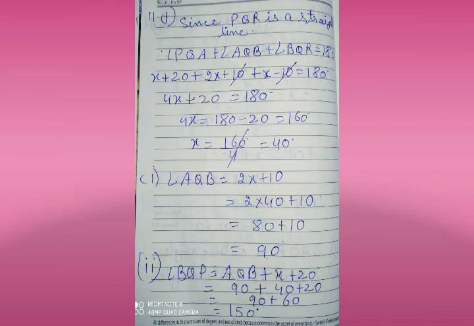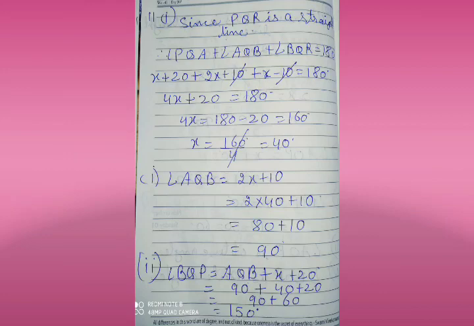You can see the value given in the figure only. So here plus 10 and minus 10 we can cancel. So when we will solve it, we will get 4x plus 20 equal to 180 degree. So 4x is equal to 180 minus 20 is equal to 160 degree. And so the x will be equal to 160 by 4 is equal to 40 degree.